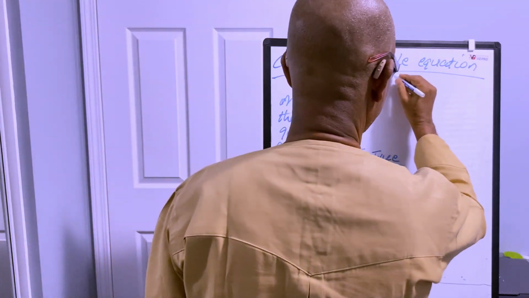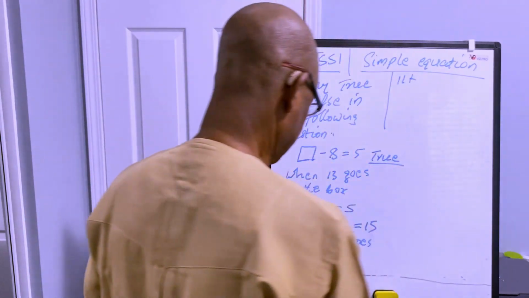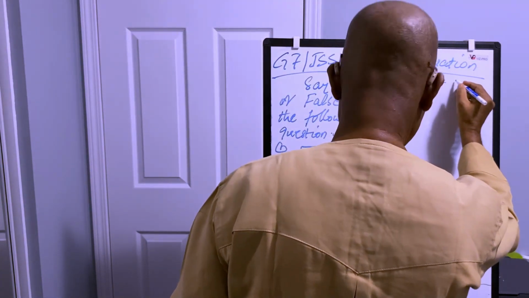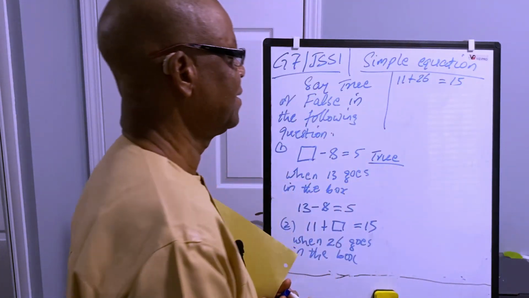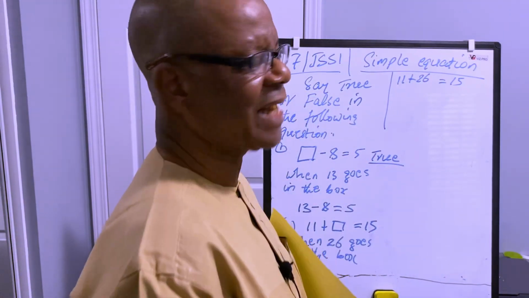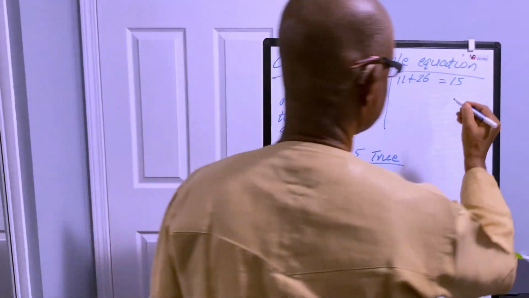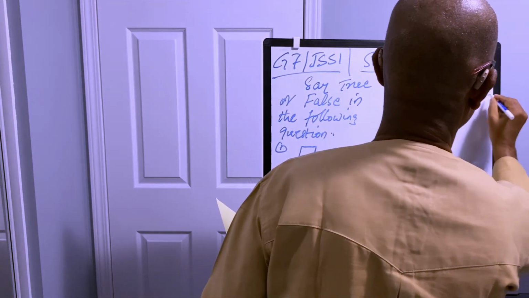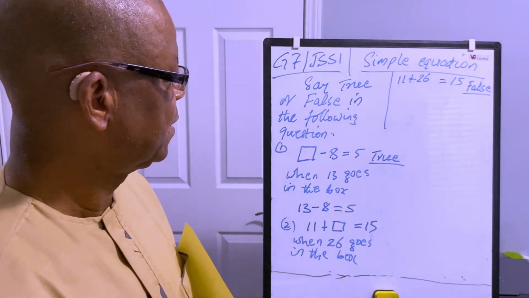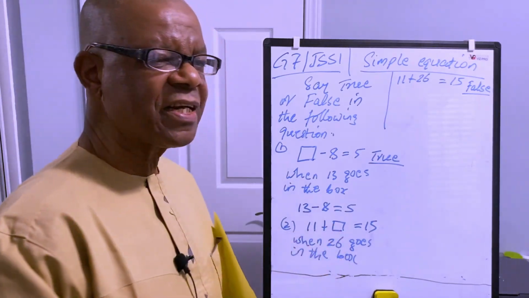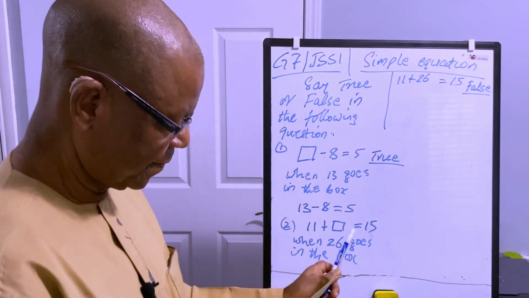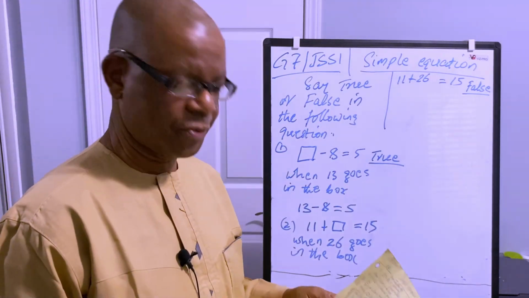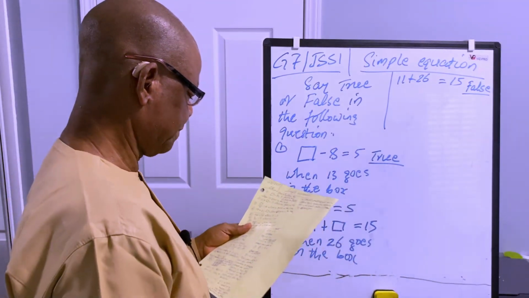You have 11 plus, we are told that 26 goes into the box, plus 26. Is it equals to 15? No. 11 plus 26 will give us 37. So your answer here is false. It's not true. It's false. We are using these as variables, as unknowns. And you can see that each one of these is just one step. This solution is just one step.